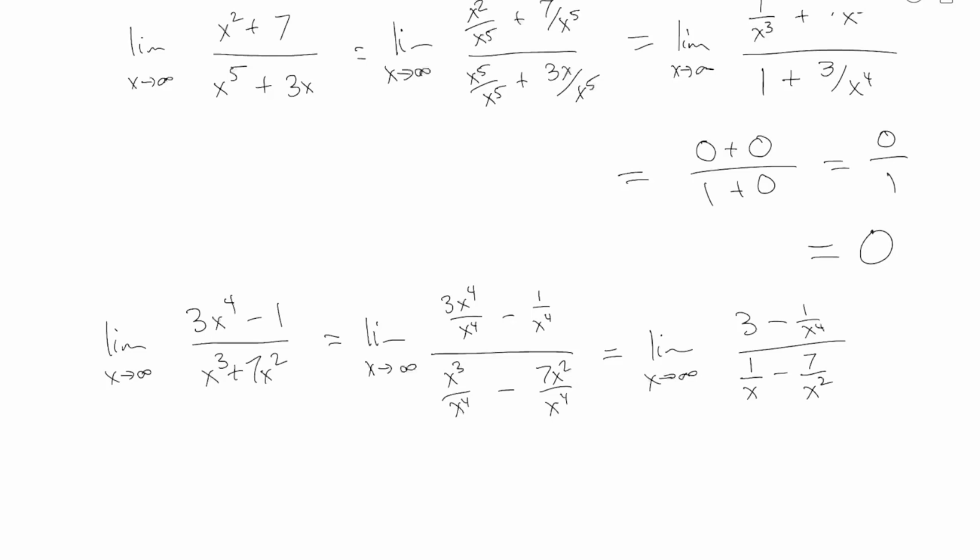And then I do these limits. Those things become zeros. 3 minus 0 over 0 minus 0. This is 3 over 0. And what is your interpretation of that?